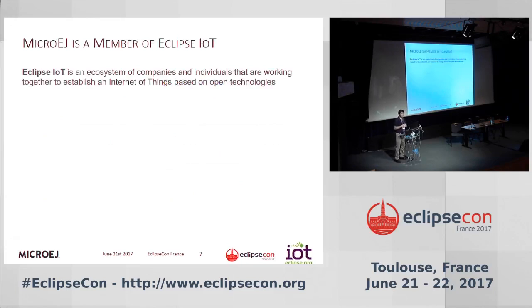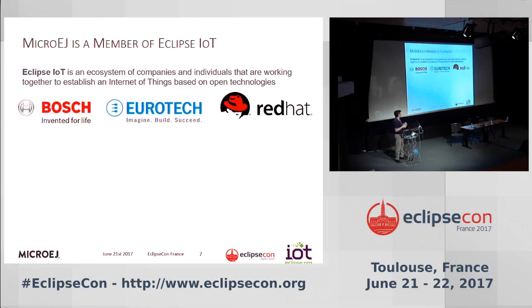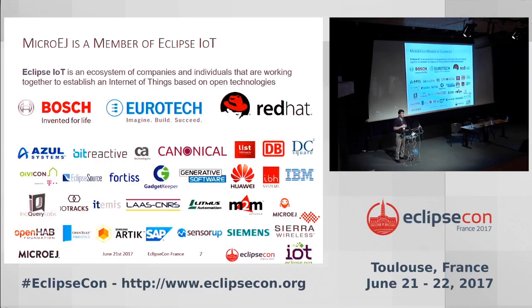If I'm here today, it's of course because MicroEJ is a member of the Eclipse IoT Working Group. If you don't know what it is, Eclipse IoT is an ecosystem of companies that work together to build Eclipse IoT technologies, based on open technologies, that are available for everyone to use in actual products for IoT or embedded devices. There are three big names from the steering committee, but there are many other companies involved in IoT, and each one of them is providing technology for the Eclipse IoT community.